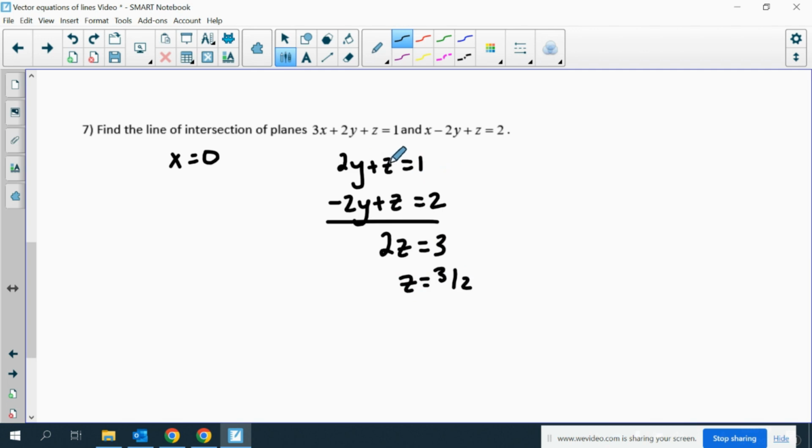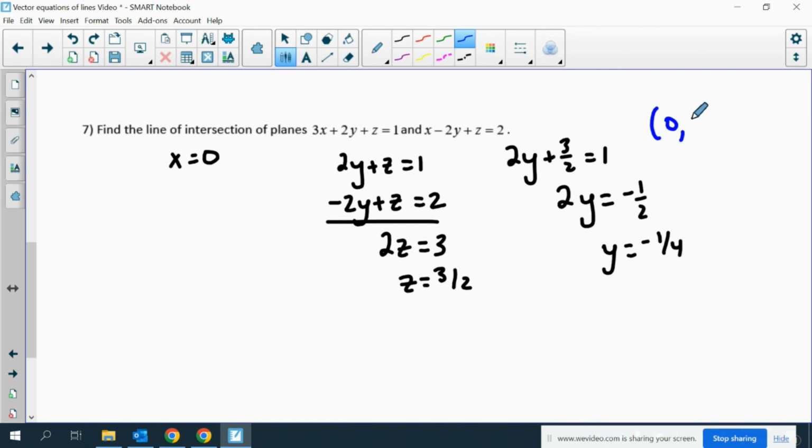And then I can plug that back in. So I get 2y plus 3 halves equals 1. I just plugged it into the top equation. 2y equals negative a half. y equals negative a fourth. So a point on the intersection line is 0, negative a fourth, 3 halves. Again, there are plenty of points you can pick. You could have plugged in x equals 1, x equals 20 for all I care. It doesn't really matter.